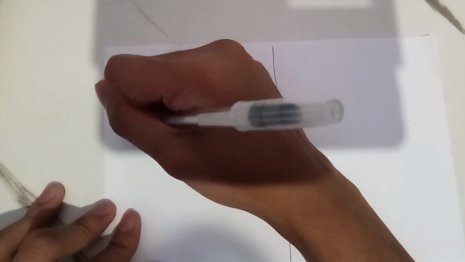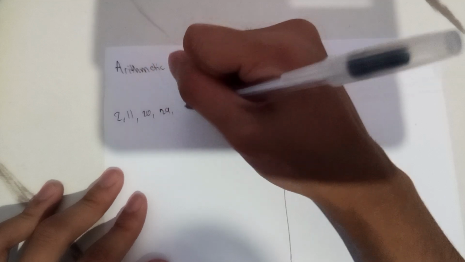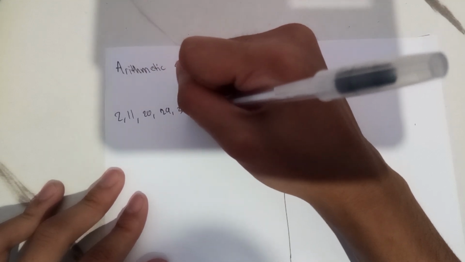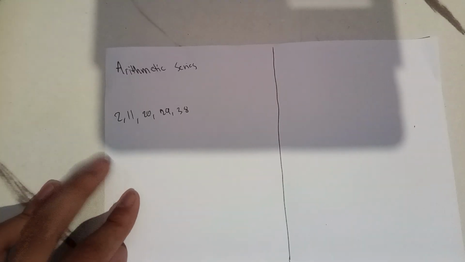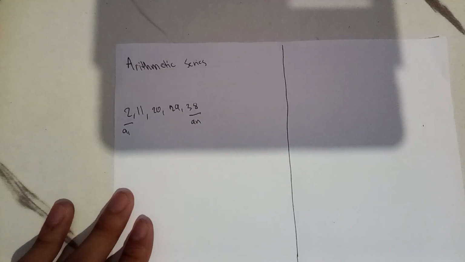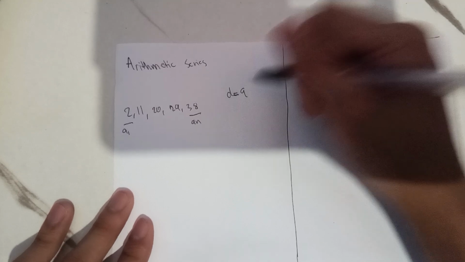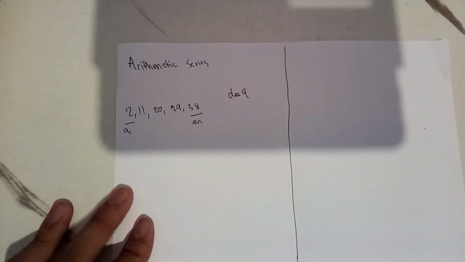Let's say we have this pattern. Okay, so 2, 11, 20, 29, 38. Okay, so from this pattern, we know that this is a1, this is an, 38. Okay, and their common difference is 9. Okay, and the number of terms is 5.